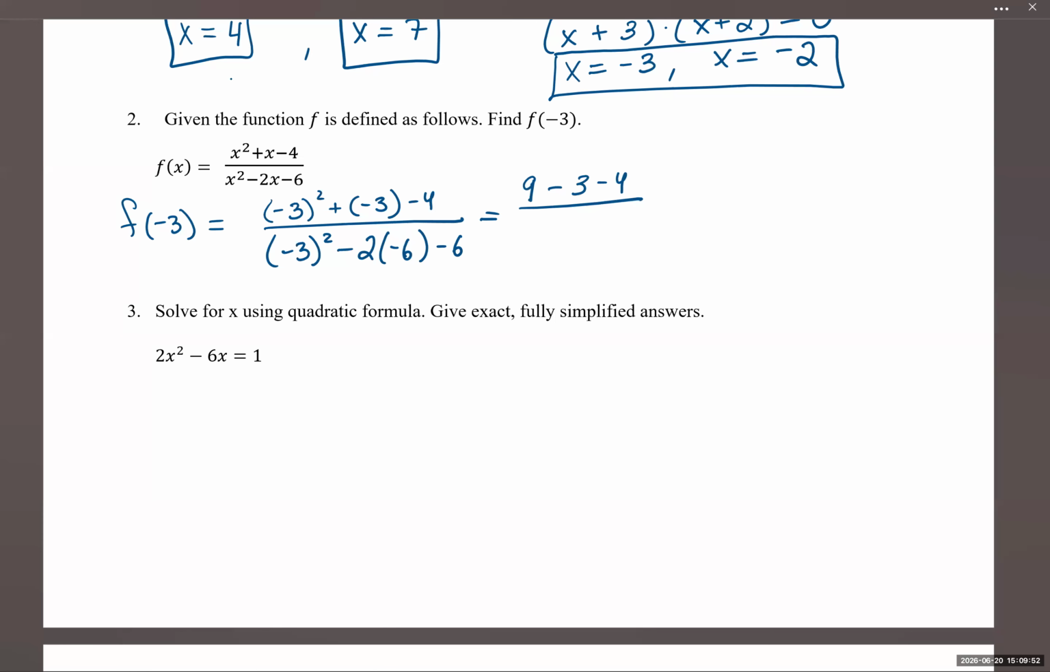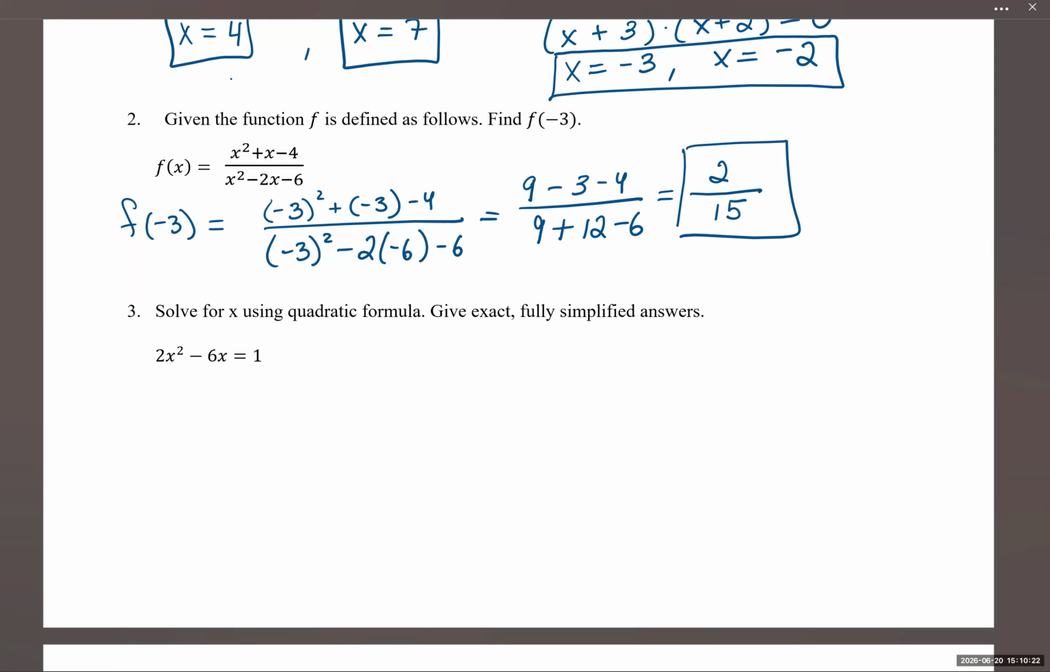Then the bottom, negative 3 squared, that's also positive 9. Then negative 2 times negative 6, that's a plus 12. And then minus 6. So we'll go ahead and add it all together. So on the top, 9 minus 3 minus 4, that is just 2. On the bottom, we have 12 minus 6, that's 6, and then 9 plus 6 is 15.